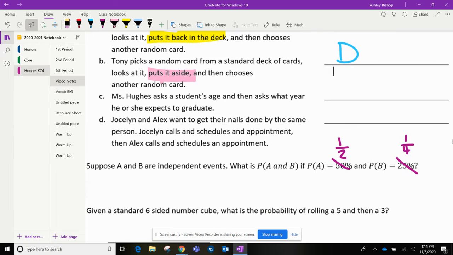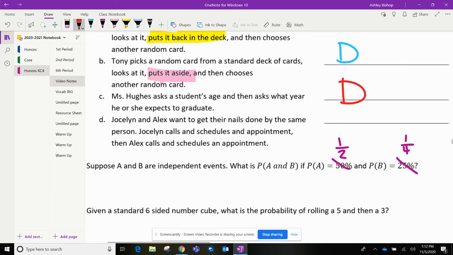Miss Hughes asks a student's age and then asks what year he or she expects to graduate. So the two events, your age and the year that you expect to graduate, those two things do matter with each other. Your age and the year you expect to graduate are related. The year you expect to graduate does depend on your age. There will be a few outliers where you can graduate high school very, very early and very, very late. But the norm is you can't graduate until you reach your senior year, which usually happens when you turn 17 or 18. So those things do depend on each other.